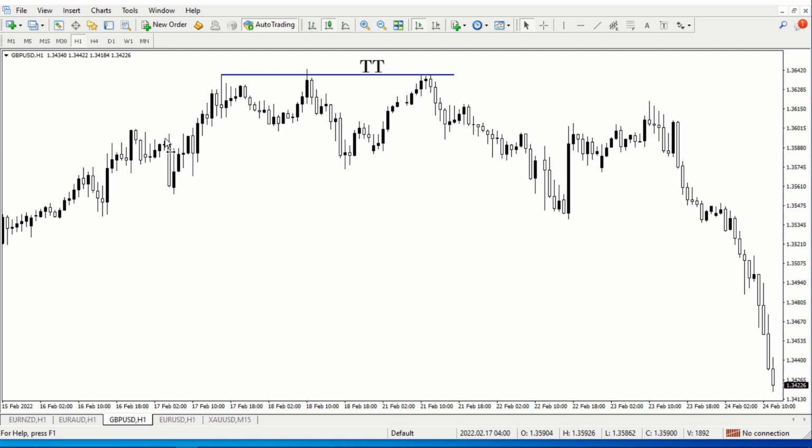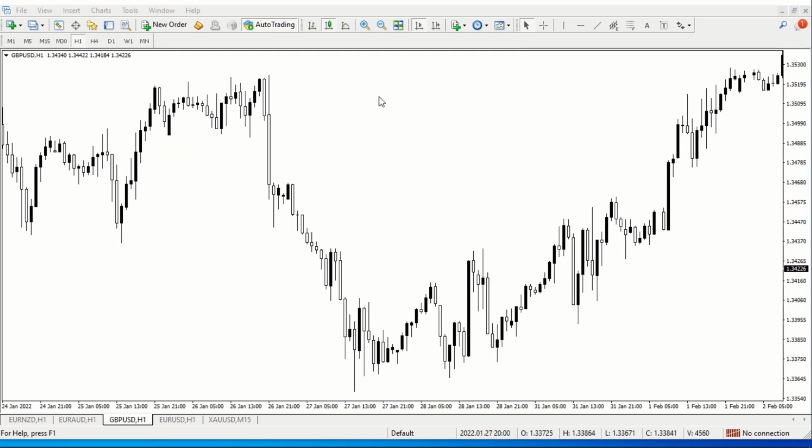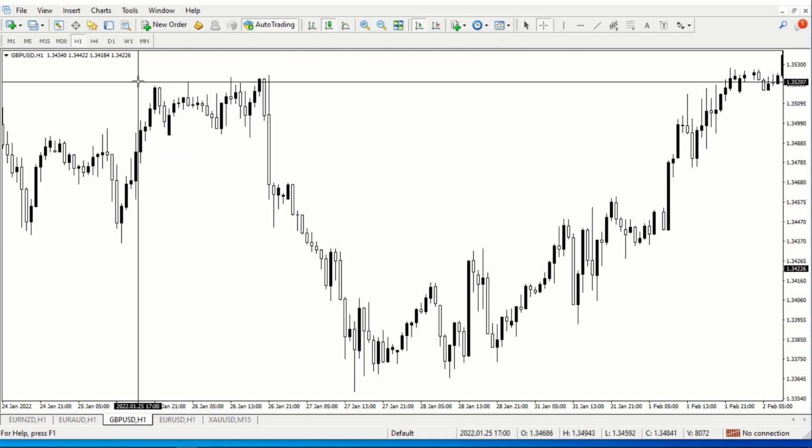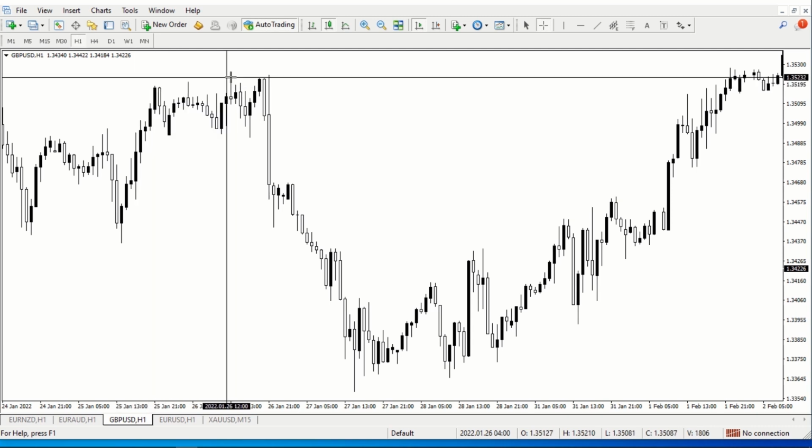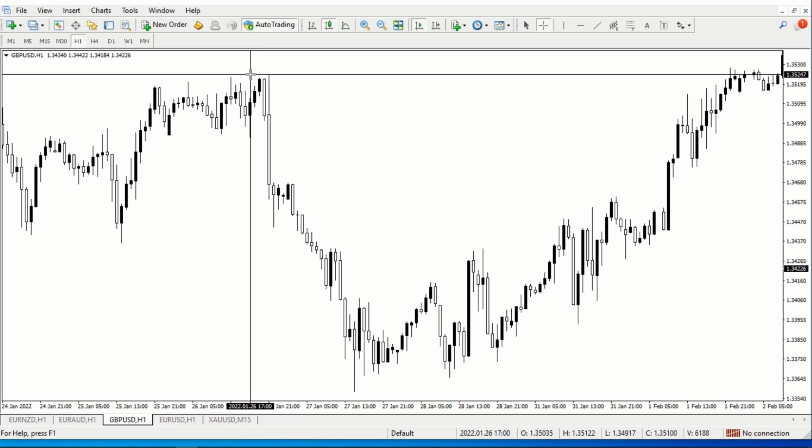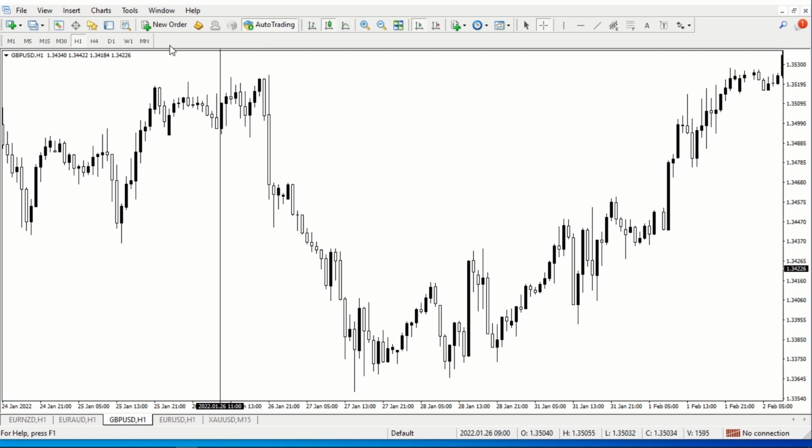Let's look at another case study. Looking at this premium level, we realize there were multiple tops formation here. 1, 2, 3, 4. So 4 rejections took place here. So I will mark it and then name it. So this is our multiple tops formation. Let's look for more case studies.